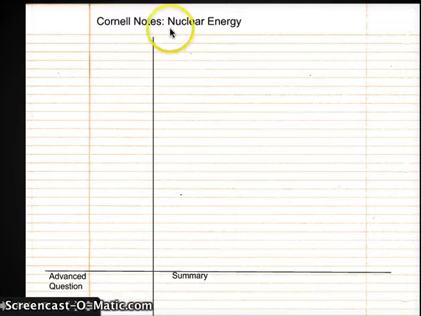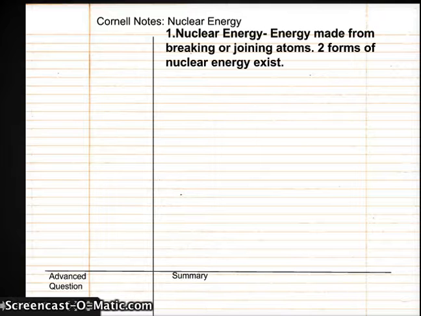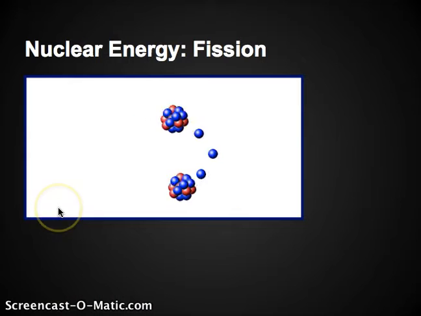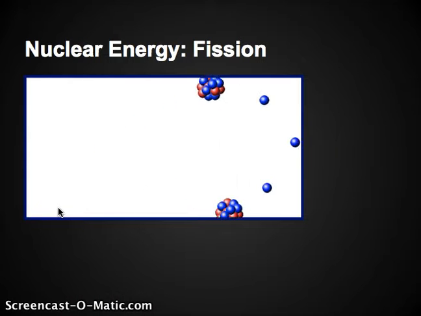So once you have your title, Cornell Notes: Nuclear Energy, here's number one. Well, what is nuclear energy? Nuclear energy is when energy is made from breaking or joining of atoms, and there are two forms of nuclear energy. Let's look at those. The first kind of nuclear energy is called fission.